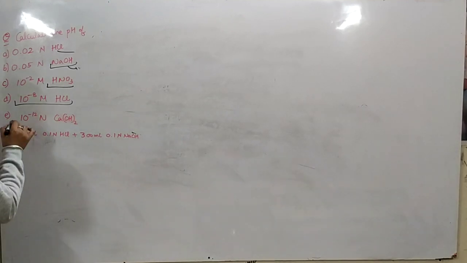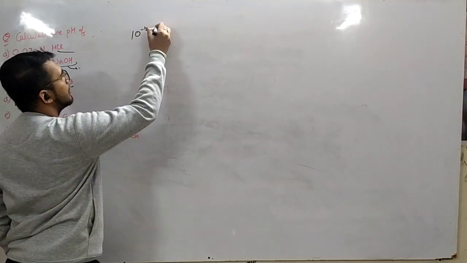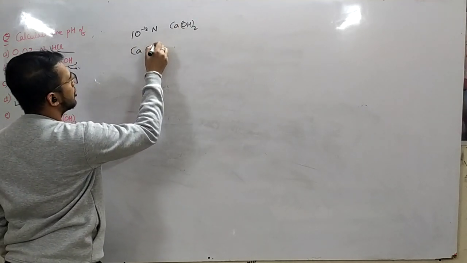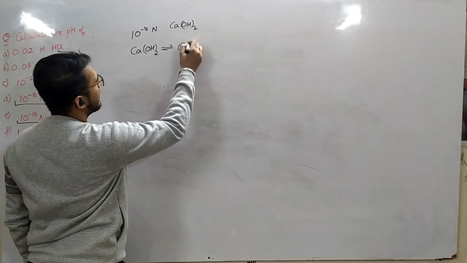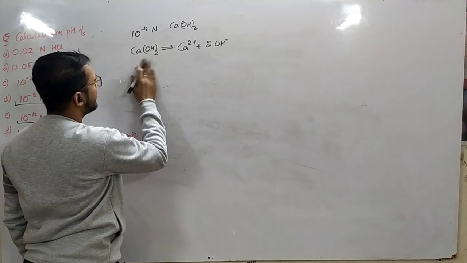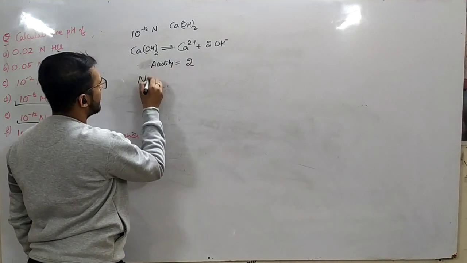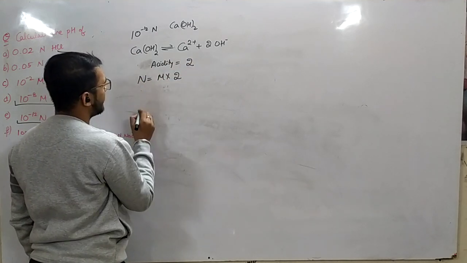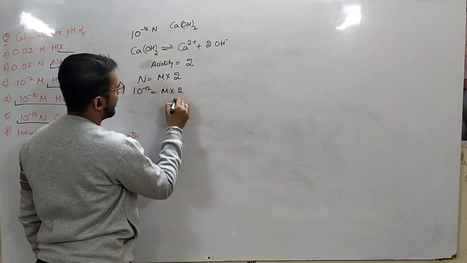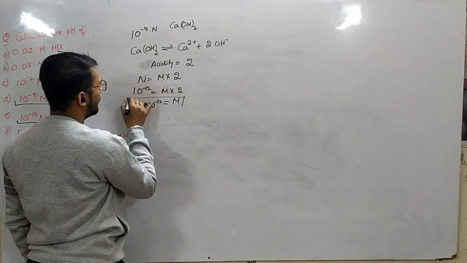Now, here the question is 10 to the power minus 12 normal Ca(OH)2. Now Ca(OH)2 will break to form Ca2+ plus 2OH negative. Here the acidity, or I can say the n-factor, is 2. So normality is equal to molarity into n-factor. Normality is 10 to the power minus 12, so M into 2, so M comes out to be 1 by 2 multiplied by 10 to the power minus 12 molar.